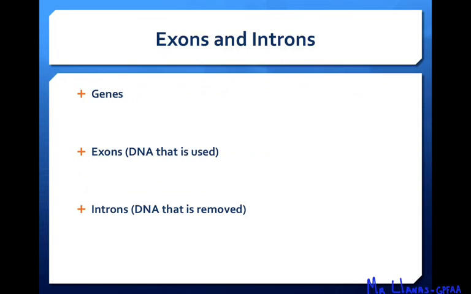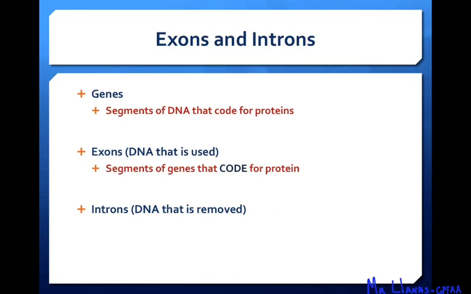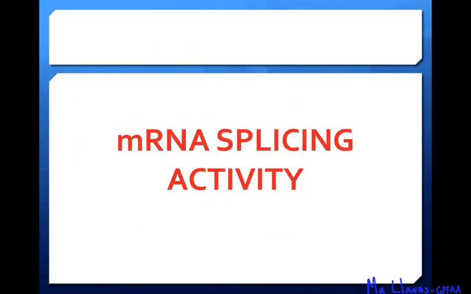Okay, now what happens after mRNA is produced? Well, mRNA gets spliced, but before we go over mRNA splicing, we need to understand that genes are just segments of DNA that code for proteins, and those genes are also cut into smaller pieces, which are called exons, the ones that are used to make proteins, and introns. Those are the ones that are removed from the mRNA and are not used to make any proteins.